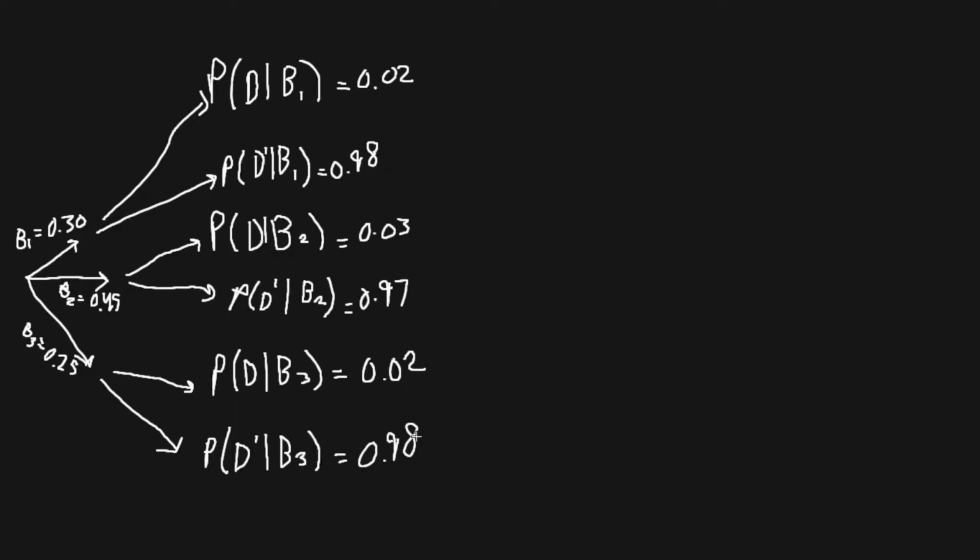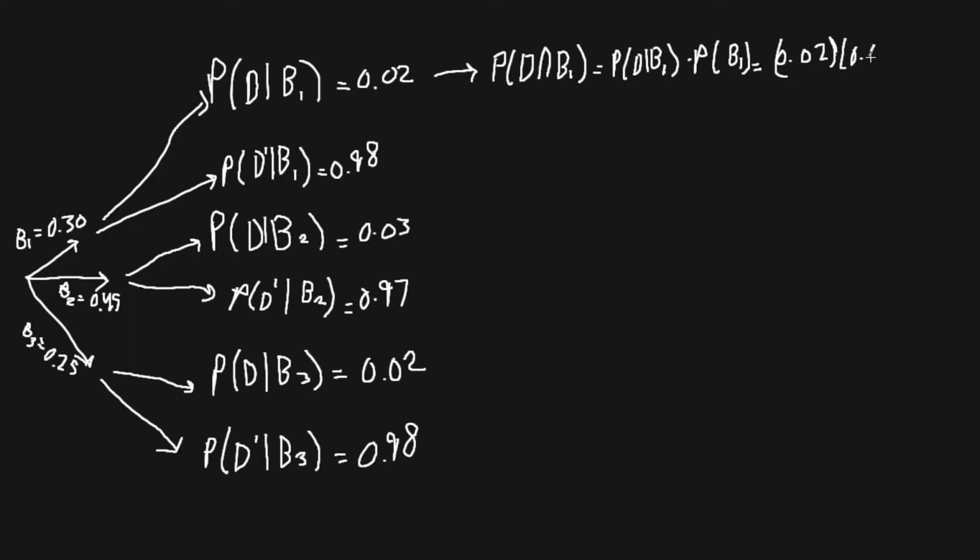Now we can do a little bit of part A, where part A is asking for the defectiveness. So we can see that the probability of D and B1 is equal to the probability of D given B1 times the probability of B1, which is 0.02 times 0.30, which is equal to 0.006. Made a little mistake right there, I'm sure I'll fix it up.